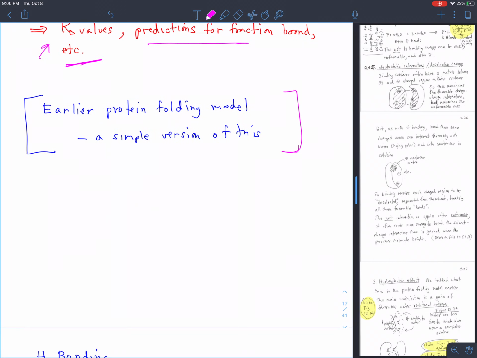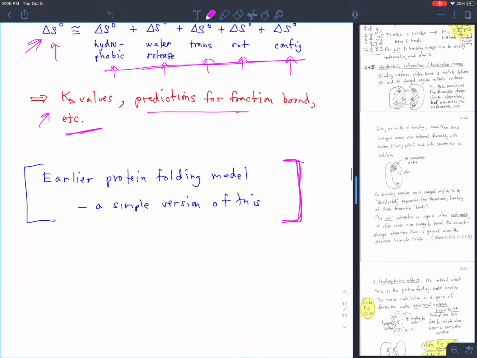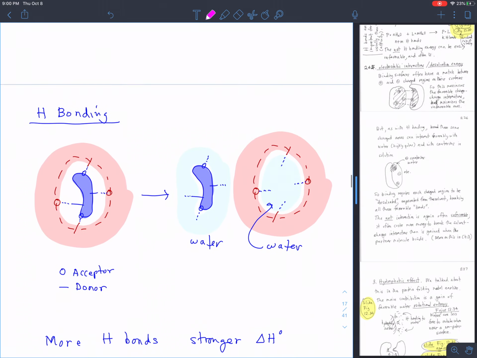Earlier, when we talked about the protein folding model at the end of chapter 10, was it? I think so. We did something very similar to this. It was for a protein folding reaction rather than a binding reaction, but it was the same kind of thing. We had some ideas for what contributions ought to contribute to a protein folding process, used that to make some theoretical expressions for delta H and delta S, and used that to make predictions about when things would fold and when they wouldn't.